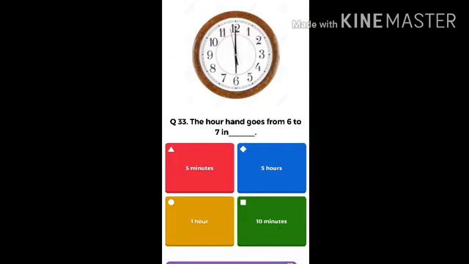The hour hand goes from 6 to 7 in dash. To move to the next number, how much time does the hour hand of the clock take? It will take 1 hour.